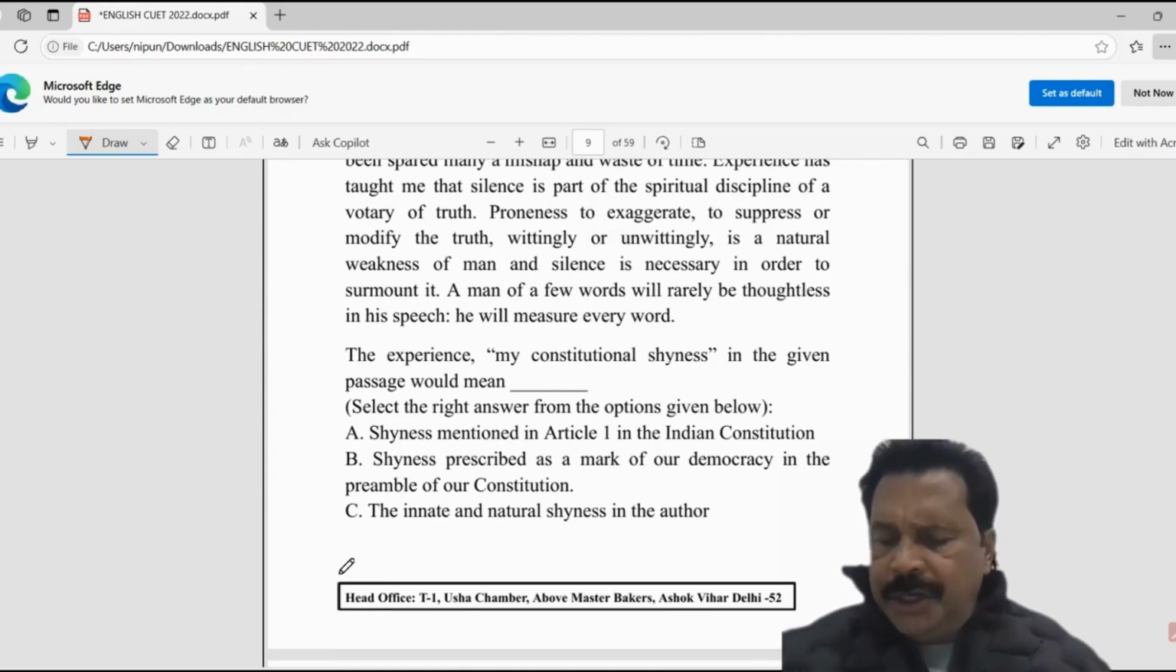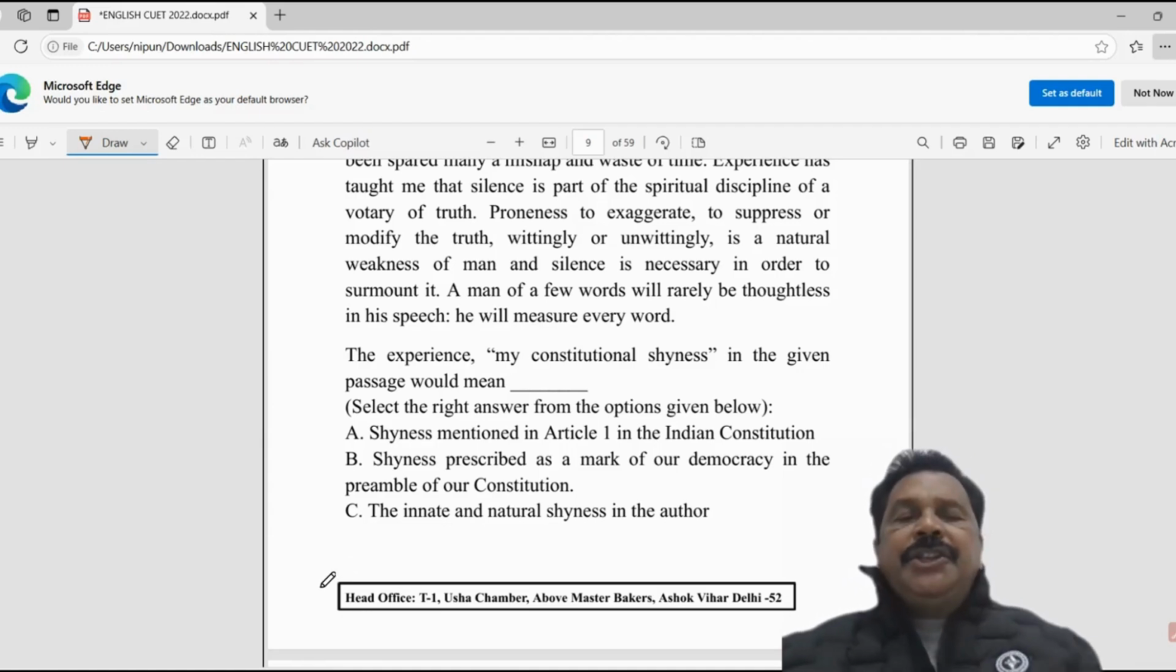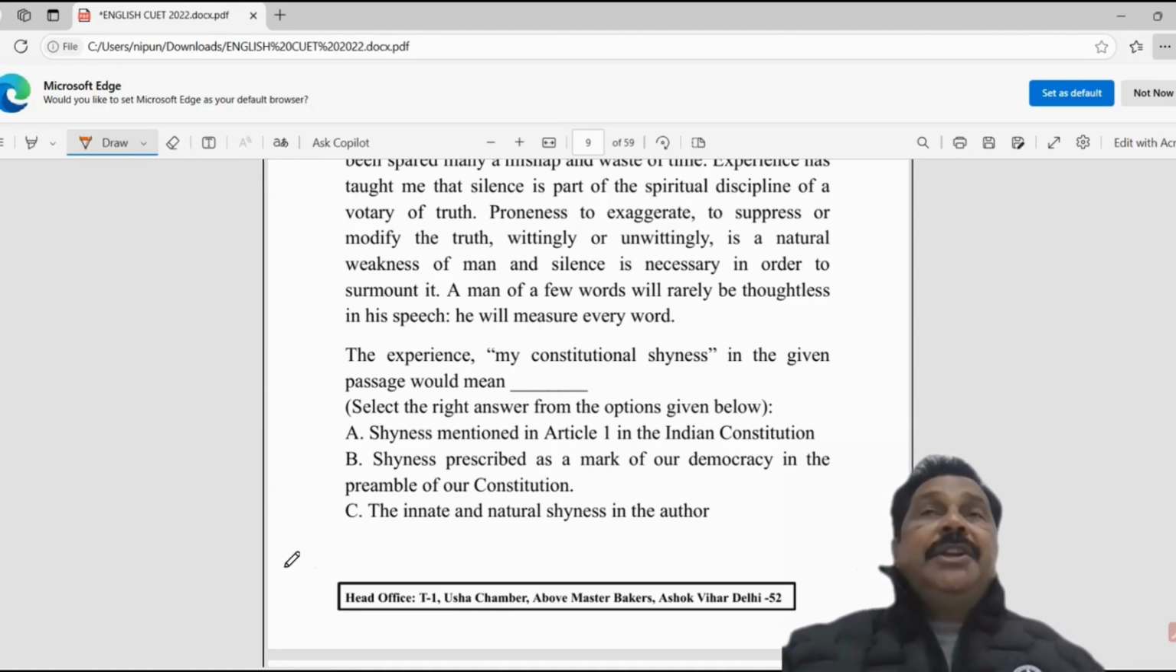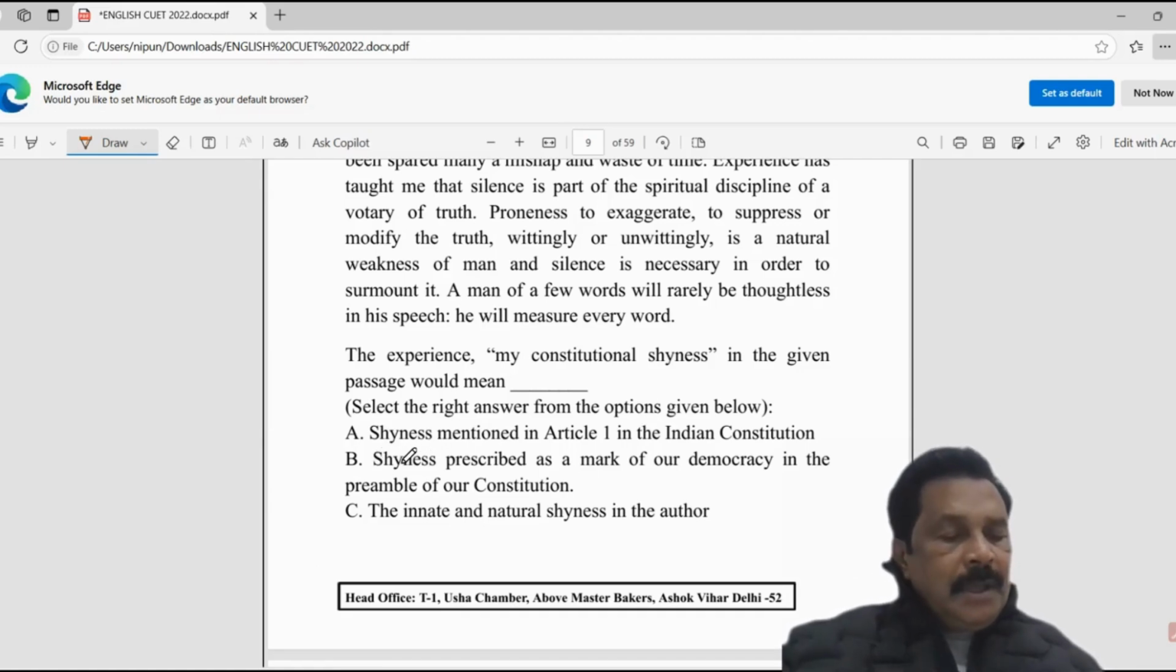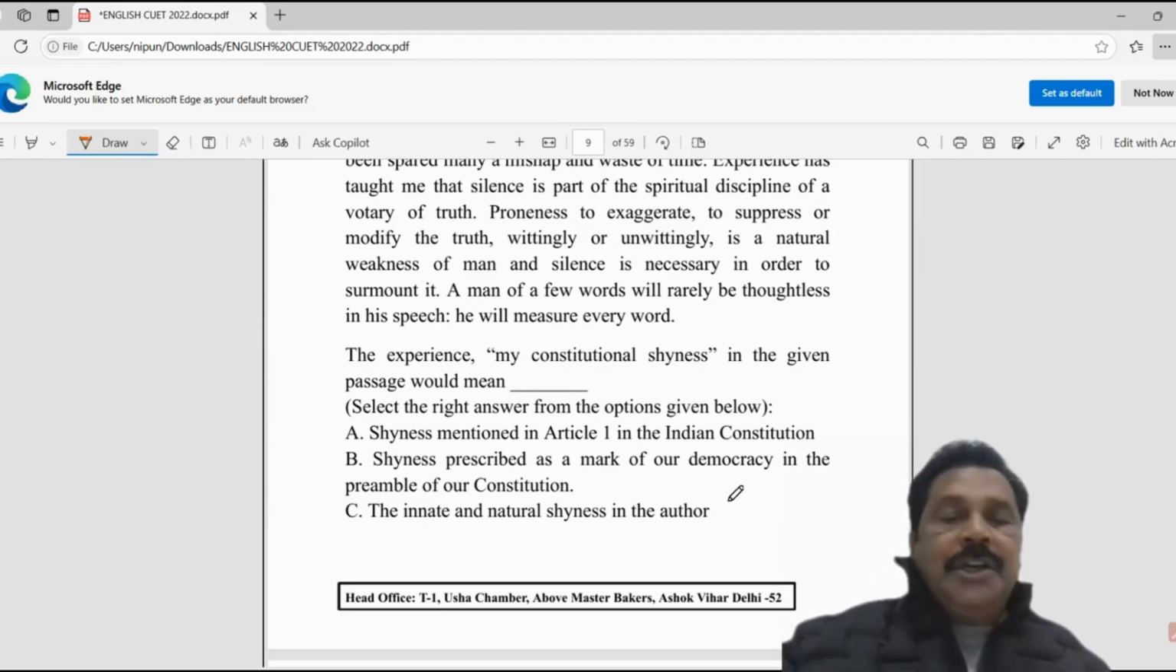And the last question is, the experience my constitutional shyness. It was there almost in the first paragraph, which means shyness mentioned in Article 1 in the Indian Constitution. Shyness prescribed as a mark of our democracy in the preamble of our Constitution. The innate and natural shyness in the author.